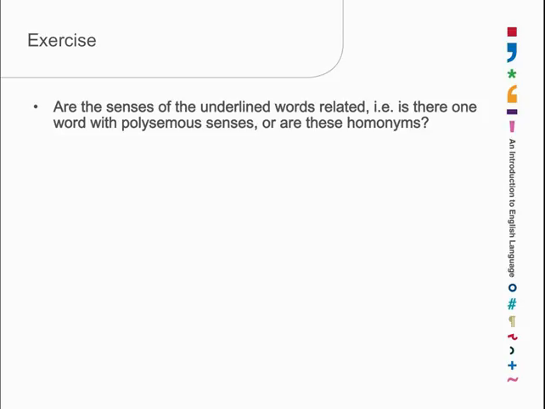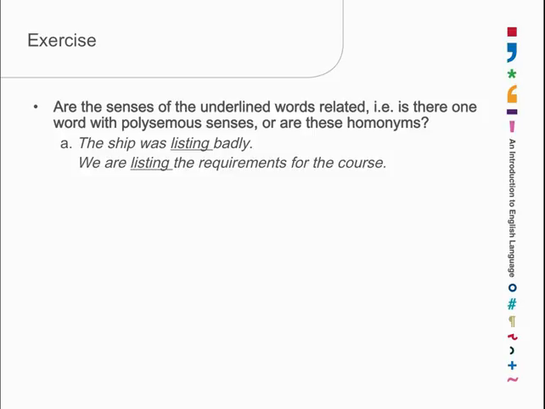So let's see if you can tell the difference. The ship was listing badly. What does listing mean here? Well, it's sort of tipping over to one side. We're listing the requirements for the course. Does being tipped over to one side and putting things in a list, are they related? We can't see how. So these must be homonyms.